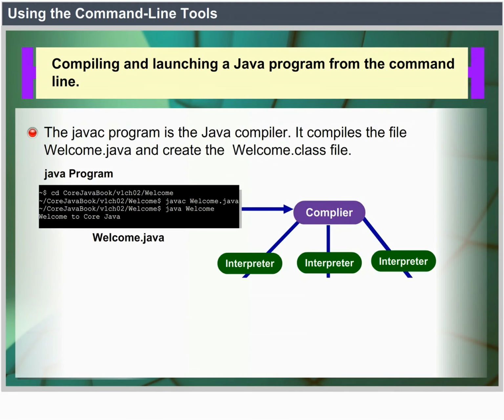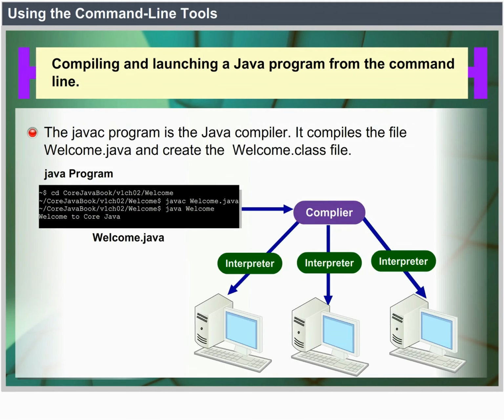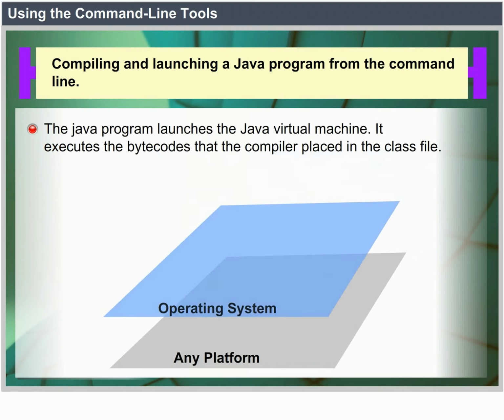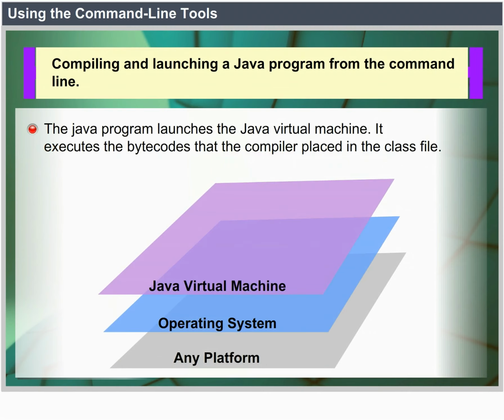The javac program is the Java compiler. It compiles the file Welcome.java and creates the Welcome.class file. The java program launches a Java virtual machine. It executes the bytecodes that the compiler placed in the class file.